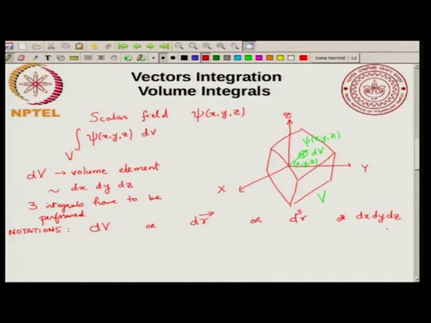So if you are using different coordinates, you can always use a J dr d theta d phi. If you are using spherical polar coordinates, you can use dr d theta d phi. There is a factor that comes here. This is called the Jacobian of the transformation, but we will come to that a little later. But basically you need to do 3 integrals, and this is in spherical polar coordinates.